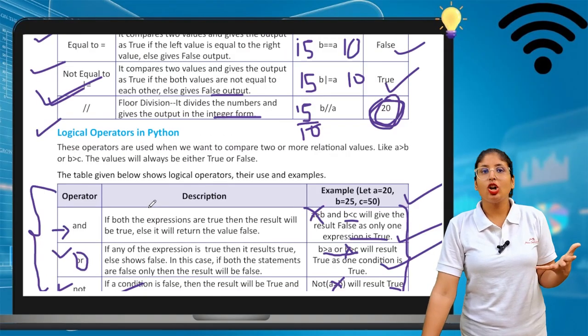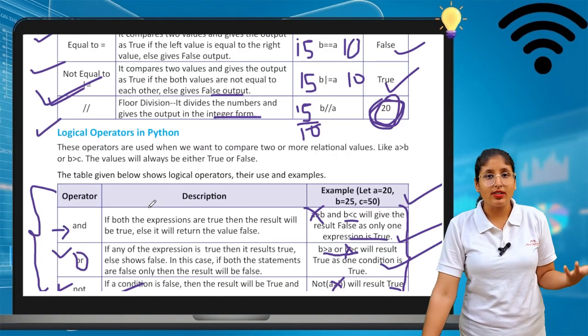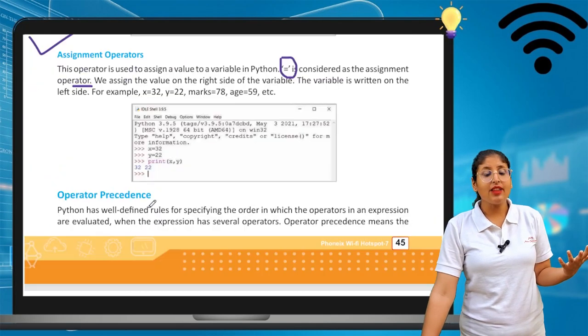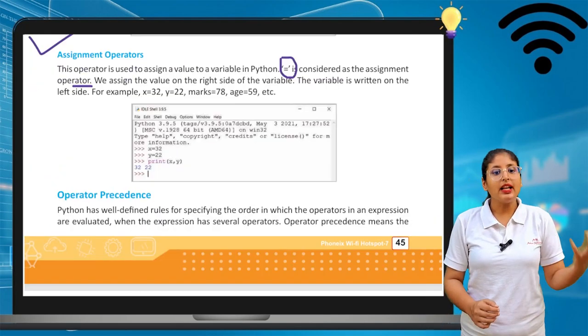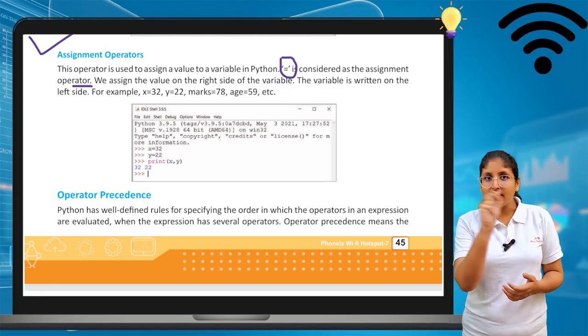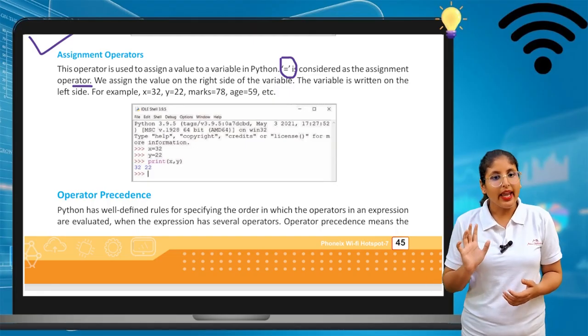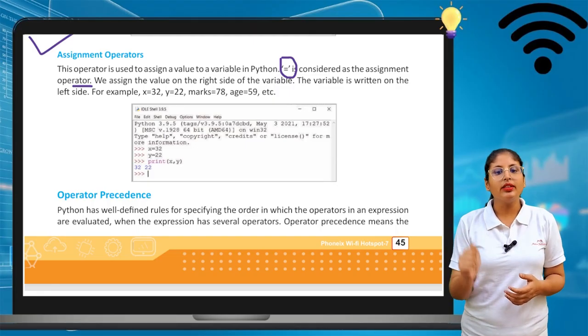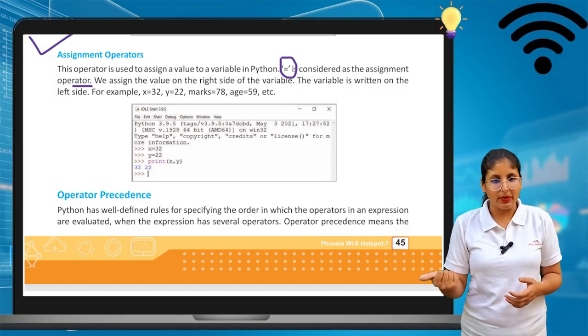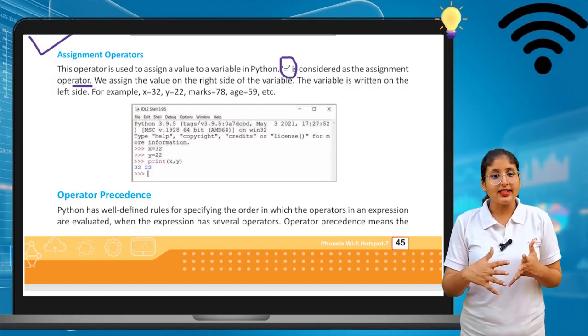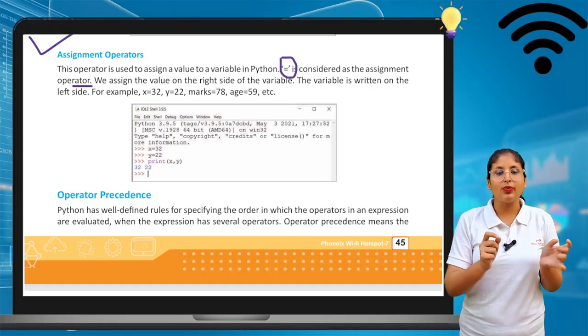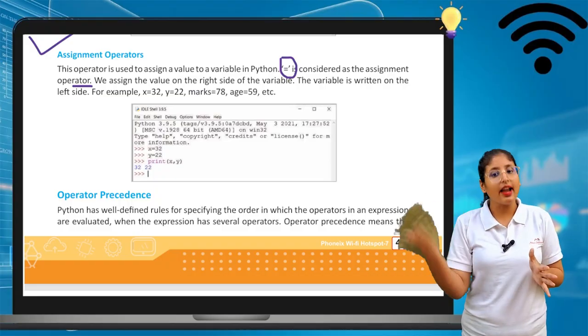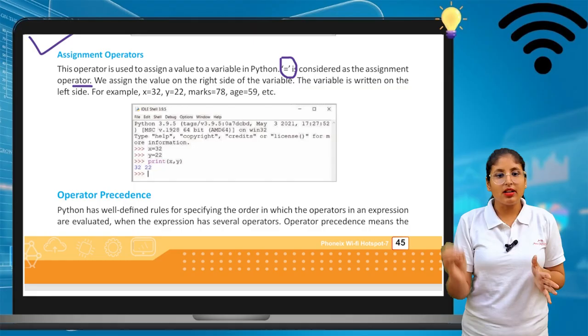Like the logical operator has and, not, and or. So each operator has its own unique signs, but assignment operators use the equal to sign. We assign the value on the right hand side to the variable. Like the x value is 32, that is on the right hand side. So the variable is written on the left hand side.